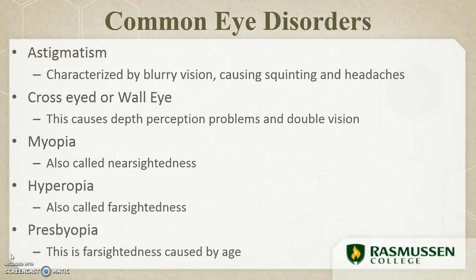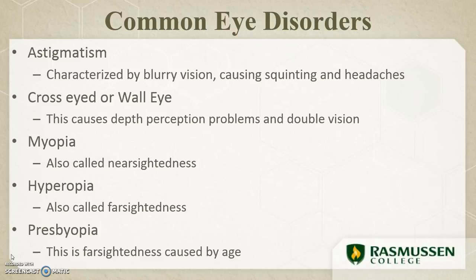Cross-eyed or wall-eyed is when a patient has problems with their depth perception and double vision. Treatment for this will include glasses or contacts. You'll also have a patient wear a patch over the stronger eye to force the weaker one to become stronger, or there could be surgery. Myopia is also called nearsightedness, and what that means is patients have difficulty seeing items far away. They can see up close, but they cannot see far away. This is treated with glasses or contacts and potentially with surgery, such as laser surgery.